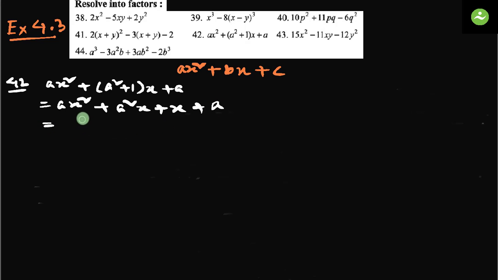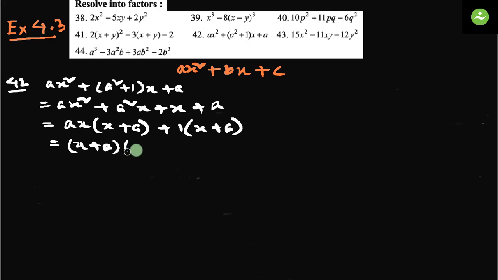Now if we take common from these two, the first two elements, what can we take common? a. Here we get x, and here we get a, so x plus a, plus 1 common, then x plus a, equals to, if x plus a is a factor, the other factor should be ax plus 1, and that is the answer. (x plus a) into (ax plus 1).